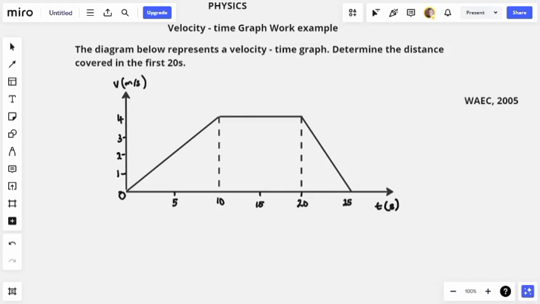Velocity time graph. It says the diagram below represents a velocity time graph. Determine the distance covered in the first 20 seconds. Okay, let's do that.